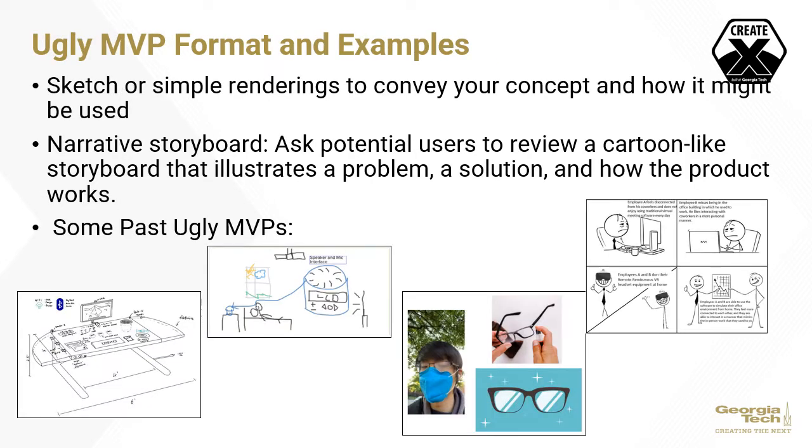We're going to start our first prototype and we're going to call it an ugly MVP because it's going to be a really simplistic type of rendition. And it could be a sketch or a simple rendering to convey your concept and how it might be used. You might create a narrative storyboard to ask potential users to review, like, for example, a cartoon-like storyboard that illustrates a problem or solution and how the product works. And as an example, here are some past ugly MVPs.